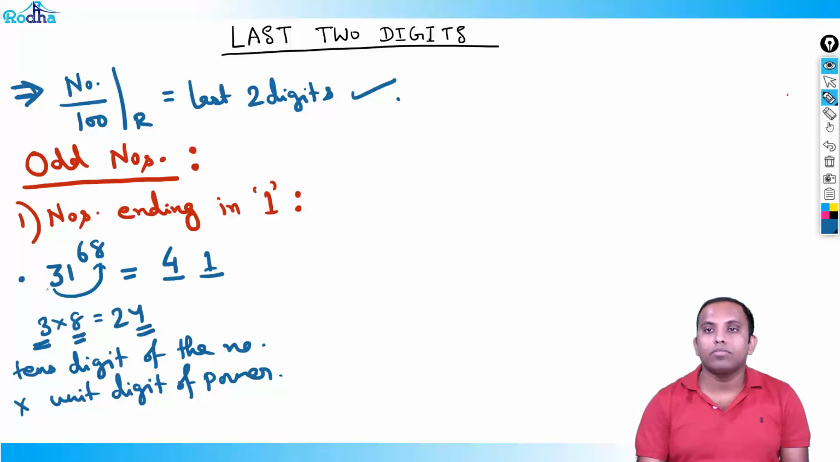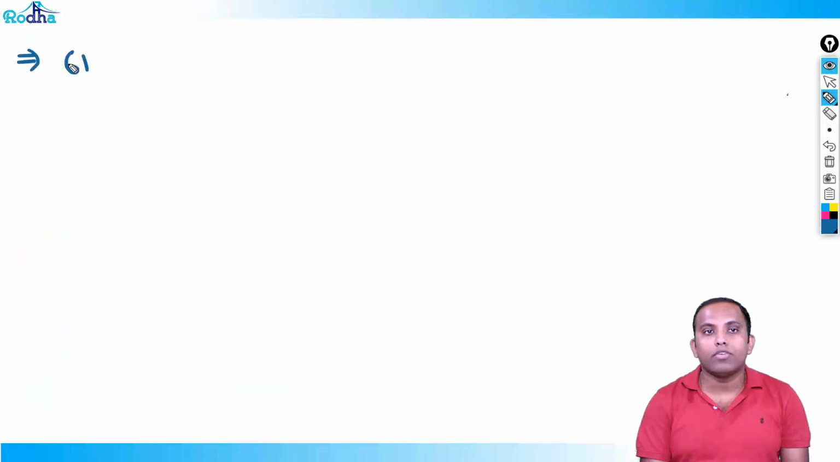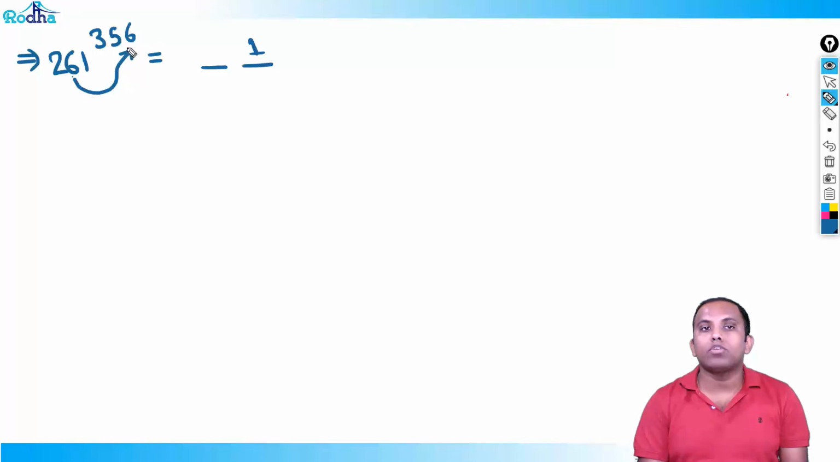Next one: what are the last two digits of 261 raised to 356? Again, it is ending in 1, so any power of it will always end in 1. Then the tens digit of the number multiplied by the unit digit of the power: 6 into 6 is 36, last digit is 6. So the answer is 61.